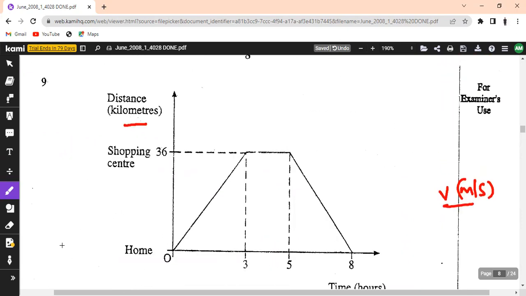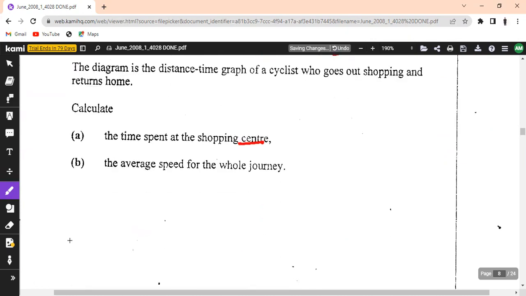Where is the shopping center? This is our shopping center here. We arrived at the shopping center and departed from the shopping center, at 3 to 5. So this is the time between these two. It's 5 minus 3, which is 2. So here we've got 2 hours in between. That was the time that was spent at the shopping center. So this is 2 hours.